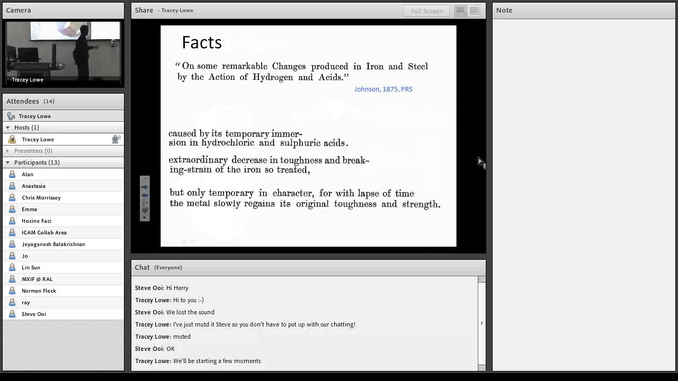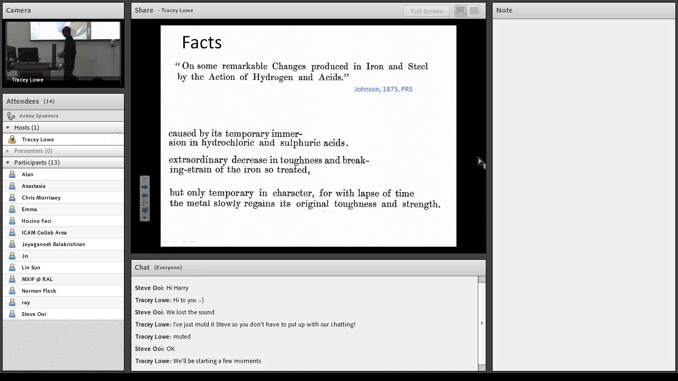Now, this is the 1875 paper on hydrogen embrittlement, where there were some remarkable changes produced in iron and steel by the action of hydrogen and acids. I have actually edited these lines to make them shorter. It's caused by its temporary immersion in hydrochloric acid or sulfuric acid. There is an extraordinary decrease in toughness and breaking strain of the iron, but this change is only temporary. That means if I charge the material with hydrogen and then let the hydrogen escape from the steel, you recover the properties. So any mechanism that you propose should be consistent with the fact that you can recover the properties.